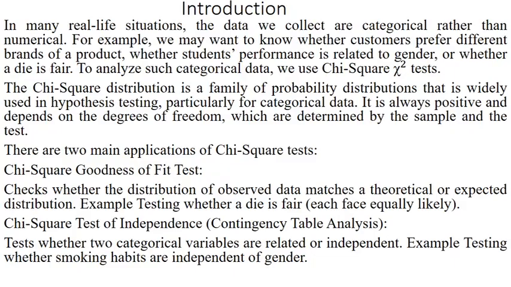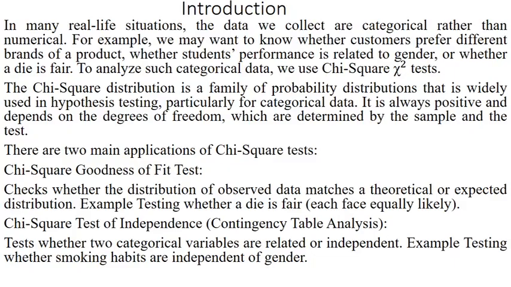The first application is the chi-square goodness of fit test. What does that one do? It checks whether the distribution of observed data matches a theoretical or expected distribution. For example, when we are testing whether a die is fair, each face is equally likely.